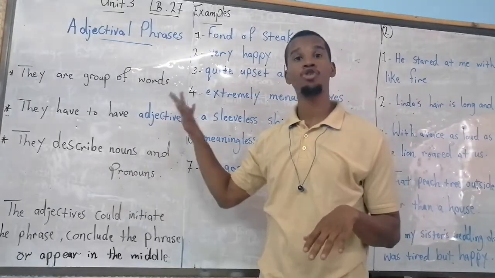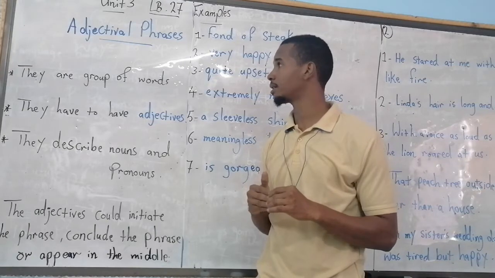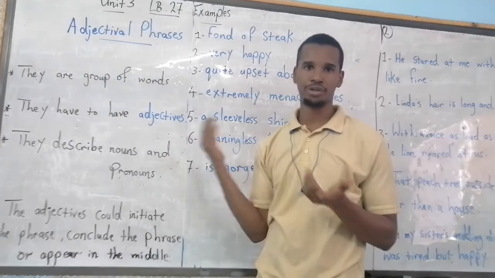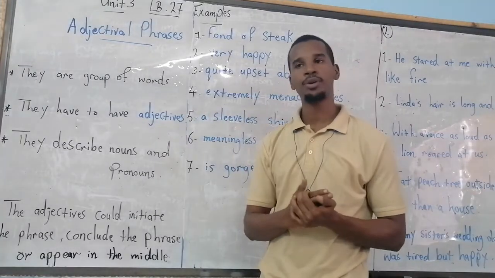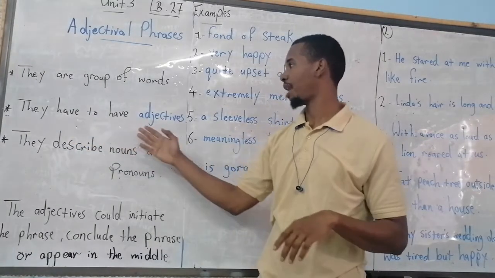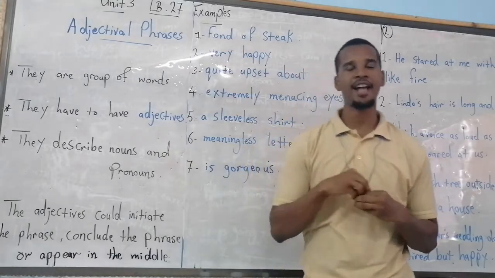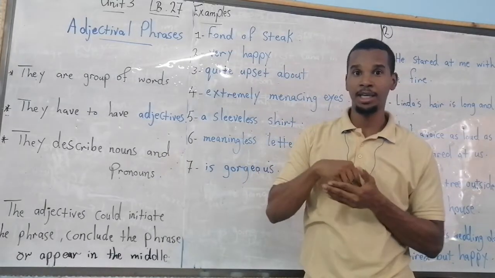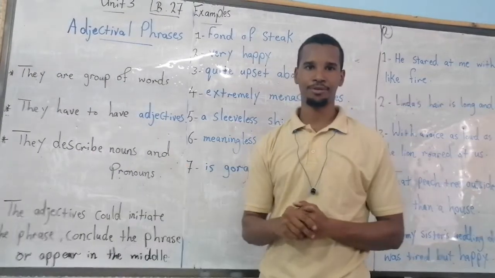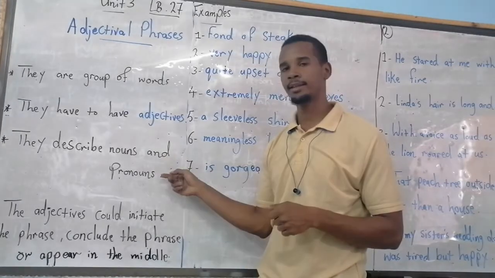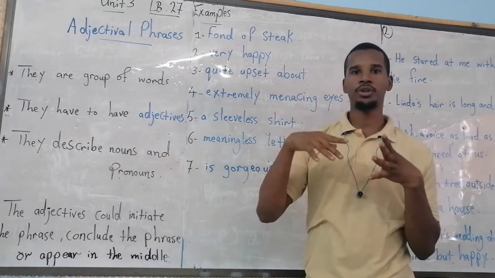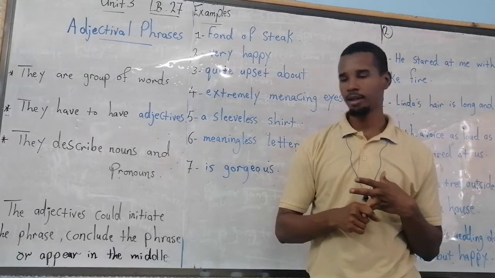So these are some of the things you should know about the adjectival phrases. They are a group of words. Of course, it's a phrase, so it's a group of words. It cannot be one word. They have to have adjectives. Since they are adjectival phrases, that means adjectives have to be included, right? They describe nouns and pronouns. So this is basically the function of an adjective. An adjective describes a noun or pronoun, right?